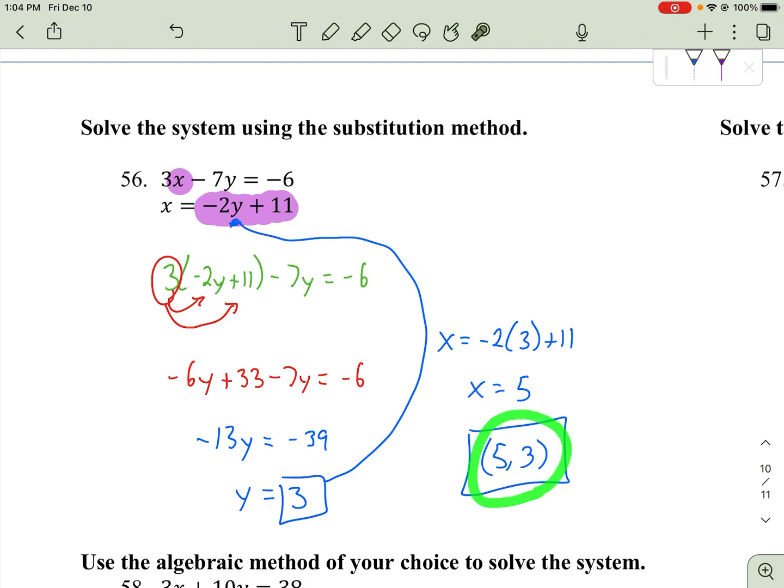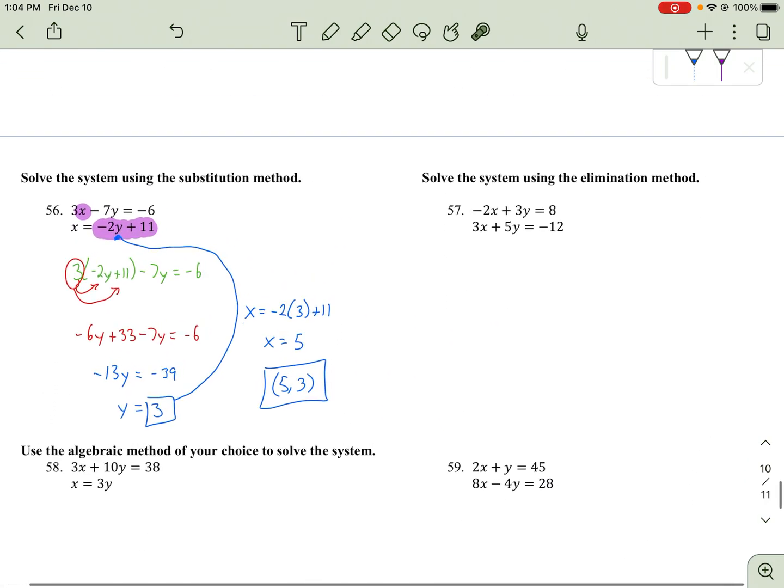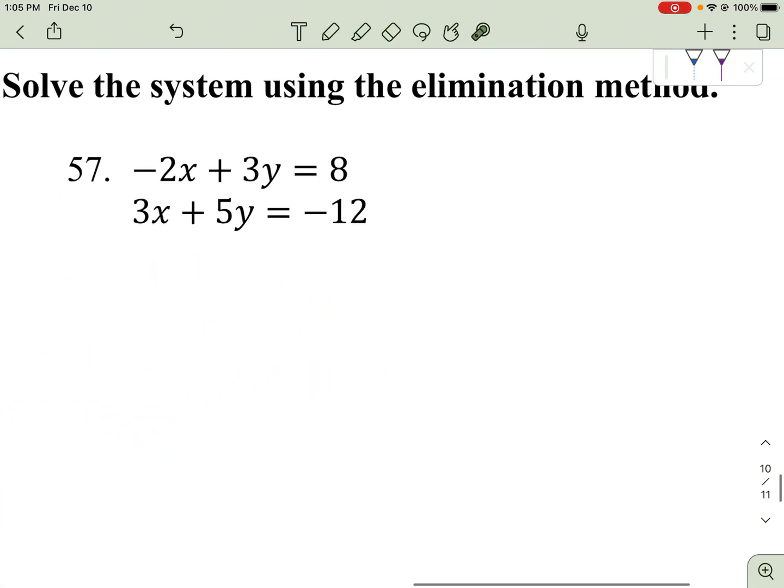And remember, you can always plug both these points back into both equations and see if they work. So I'm going to do that real quick in my head. Yes, that one's true. And yep, that one's true as well. So I know that that solution is right. Now we're going to do one using elimination, my personal favorite method.